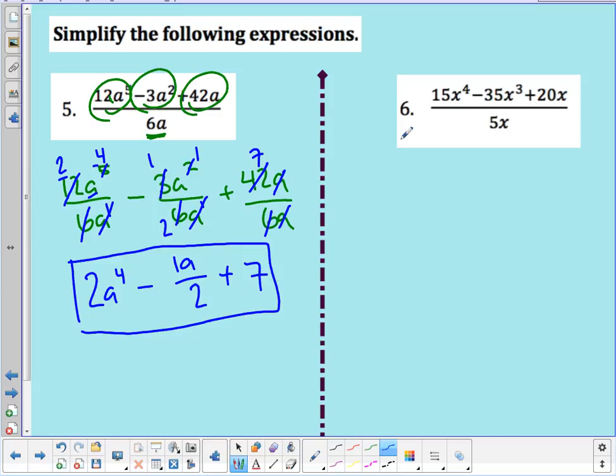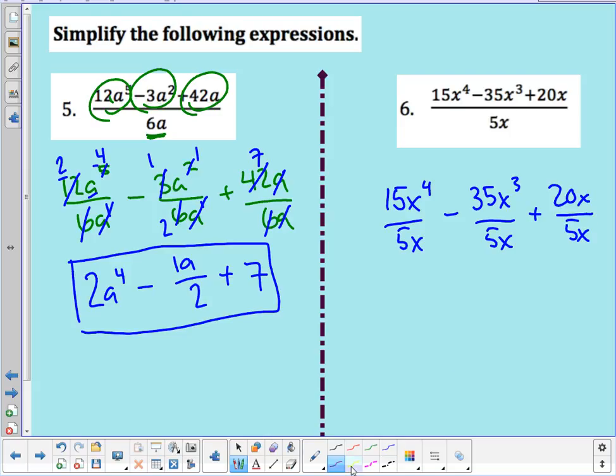Number 6, I have 15x to the 4th all over 5x minus 35x to the 3rd all over 5x plus 20x over 5x. And then I need to simplify each one individually. So 15 divided by 5 is 3. X to the 4th over x to the 1st, I can get rid of one of them, and that leaves me with x to the 3rd. Then 35 over 5 is 7. X to the 3rd over x to the 1st, I make 1 go away, and that's x squared.